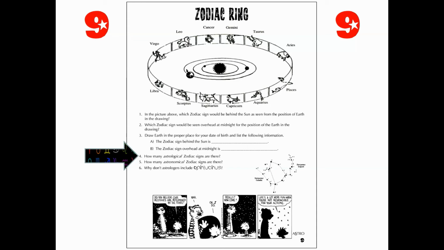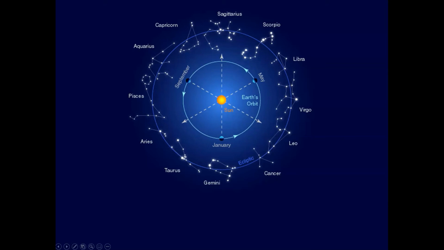Continuing on this page, how many astrological zodiac signs are there? Well, we've been talking all course about 12. 1, 2, 3, 4, 5, 6, 7, 8, 9, 10, 11, and 12. So there are 12. These are the 12. Right here, you've seen those.